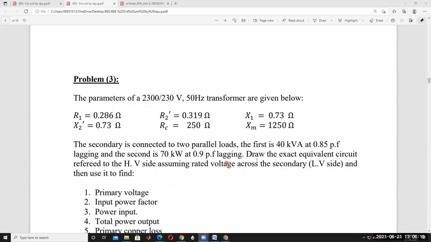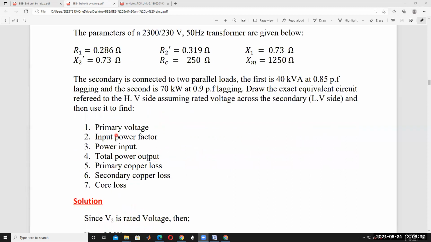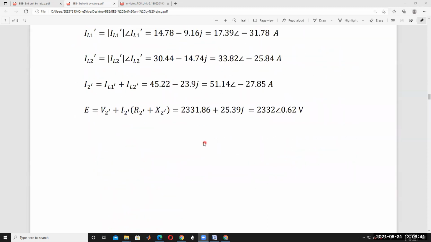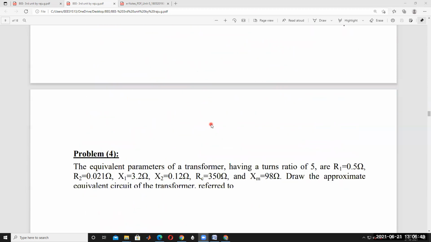So in this problem, draw the equivalent circuit referred to the high voltage side. How do we draw the equivalent circuit referred to the high voltage side, that is called the primary side? Multiply by A squared into the parameters. For example, R2 dash is equal to R2 by K squared, otherwise A squared into R2. In this way we get these relations, same as the previous problems. Okay, so this is another problem.